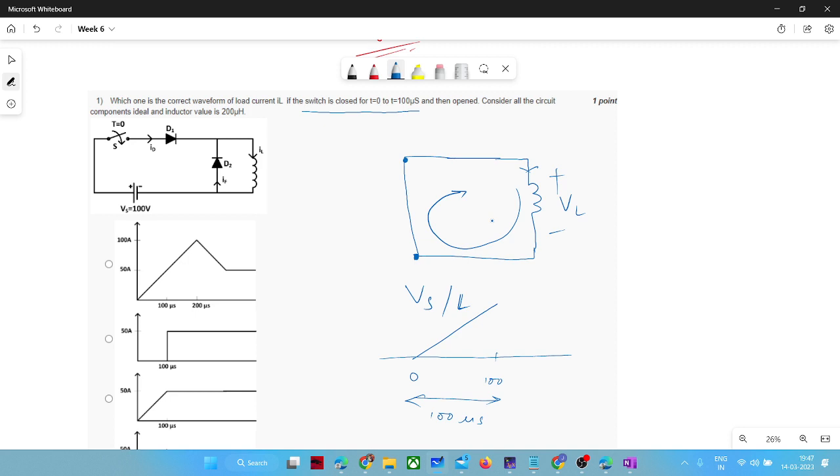The same, because whatever the slope you can compute from here, if your VL is zero, your dropping slope will be equal to VL by L, right? And VL is zero, so your slope is zero. So you identify from that. You got the point why I am saying VL is zero.